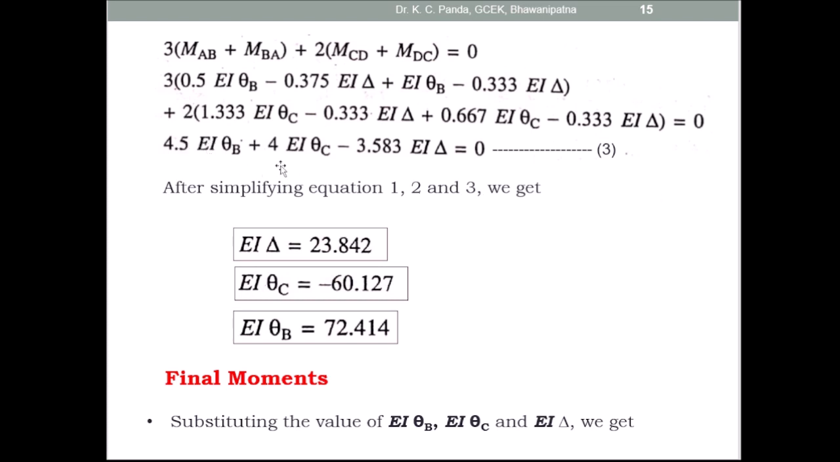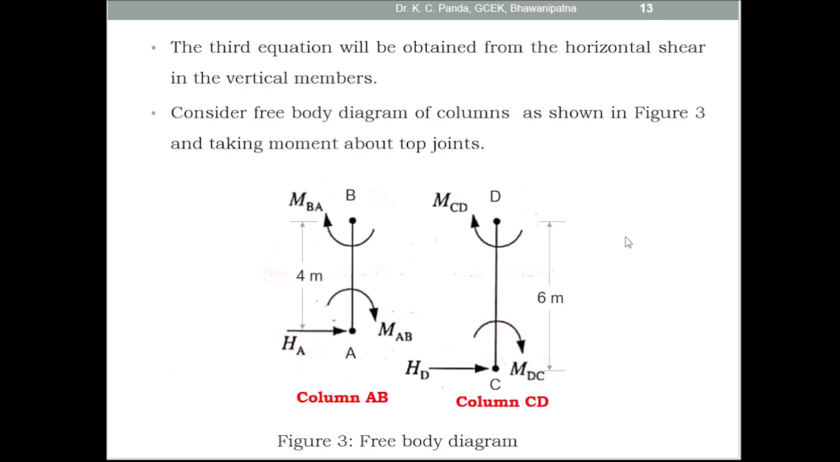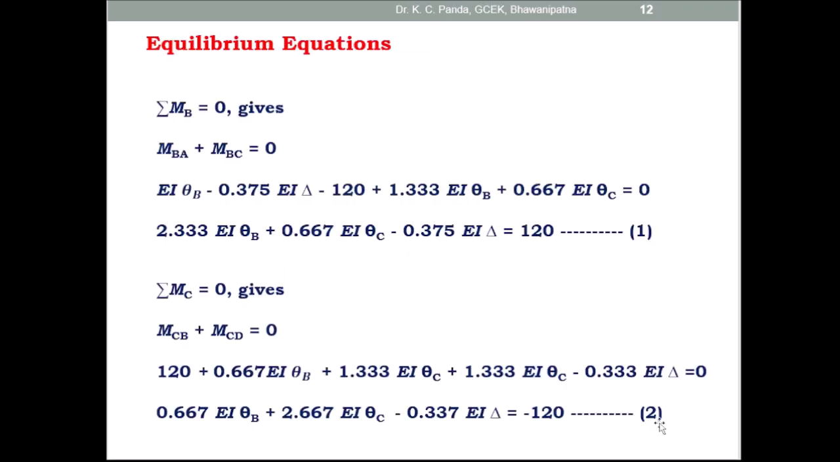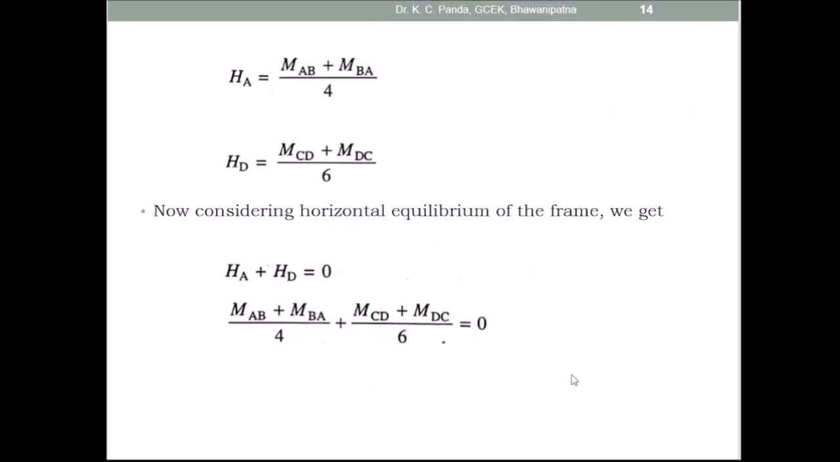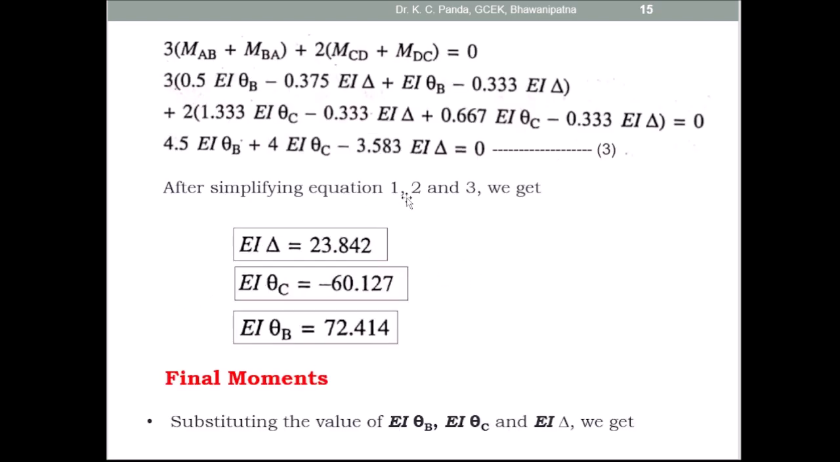4.5 EI theta B plus 4 EI theta C minus 3.583 EI delta is equal to 0. So this is the third equation. This is the first equation, the second equation, and here you got the third equation. After simplification of these three equations, you get EI delta is equal to 23.842, EI theta C is equal to minus 60.127 and EI theta B is equal to 72.414.